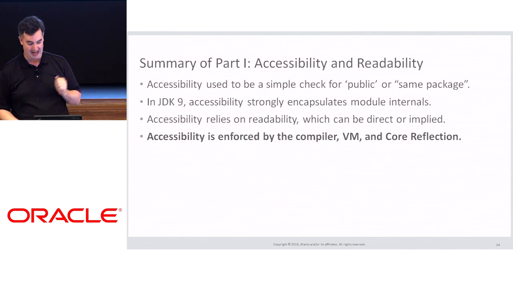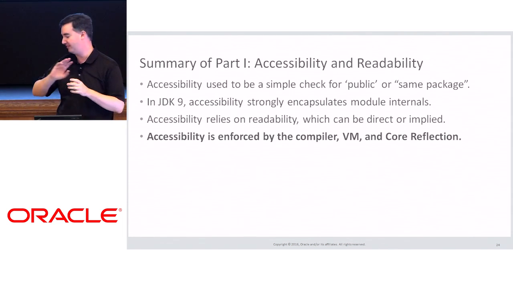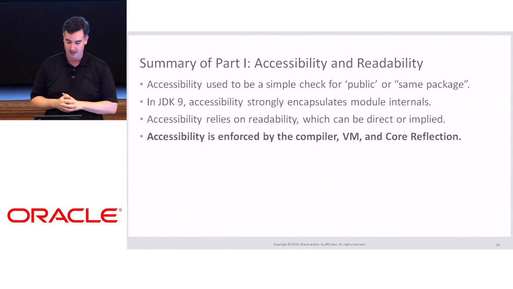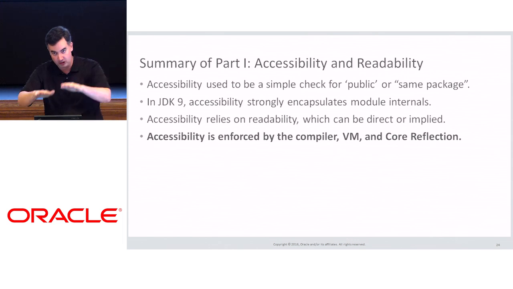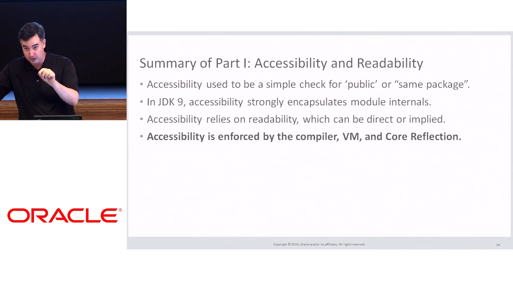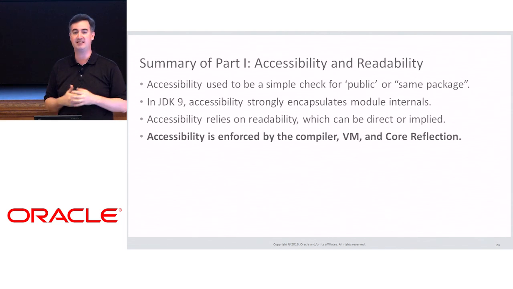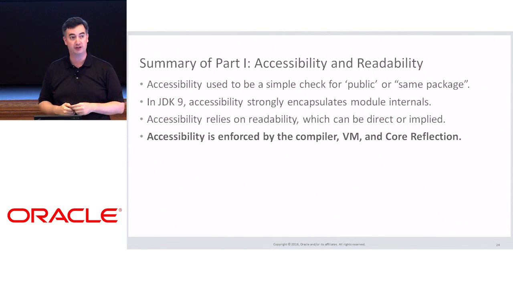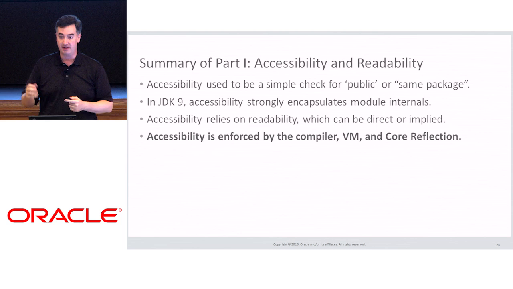It used to be a simple check. It was public or same package. Leave out protected, it's a nightmare. In 9, accessibility is used to strongly encapsulate module internals, and the accessibility relies on the readability relations between modules, which can be direct or implied. And this accessibility is fundamentally enforced at compile time, runtime, and reflection.